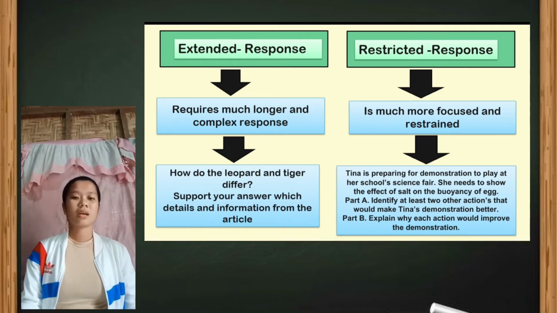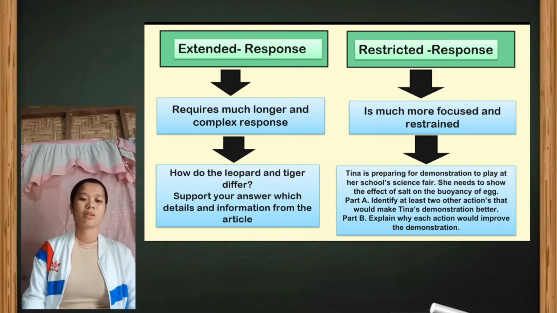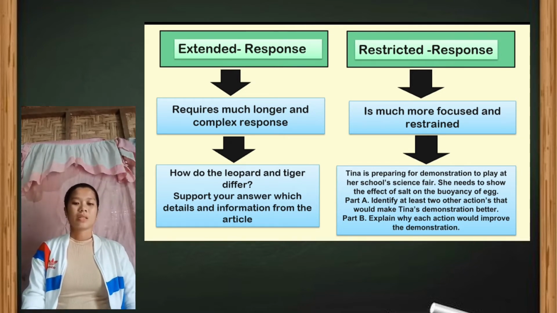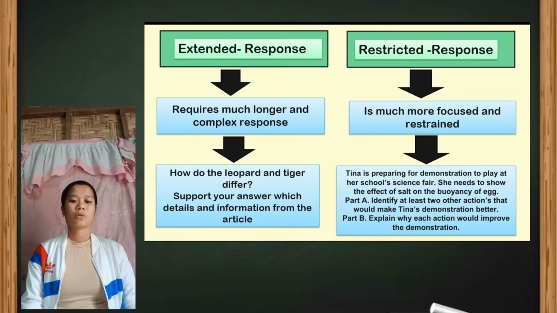And second is the restricted response. It's much more focused and restrained. For example, Tina is preparing a demonstration to play at her school's science fair. She needs to show the effect of salt on the buoyancy of an egg. Part A, identify at least two other actions that would make Tina's demonstration better. Part B, explain why each action will improve the demonstration.